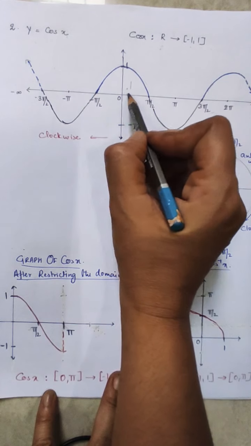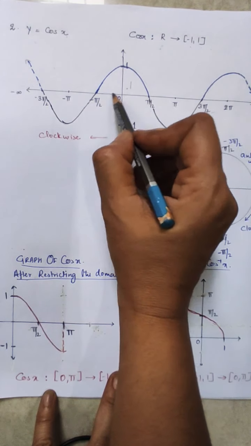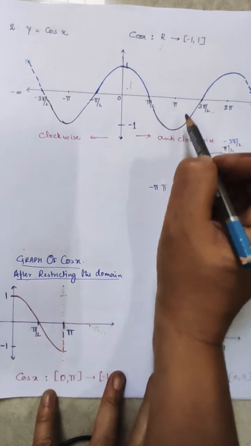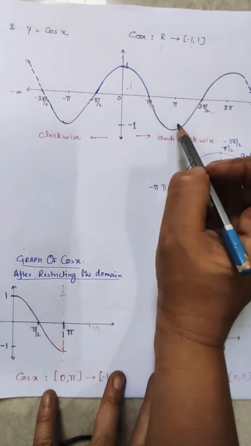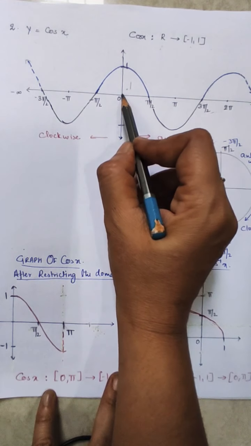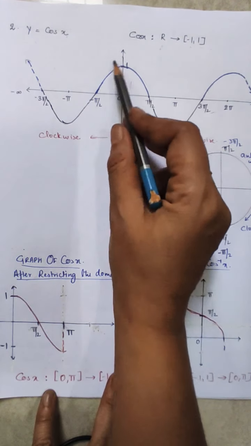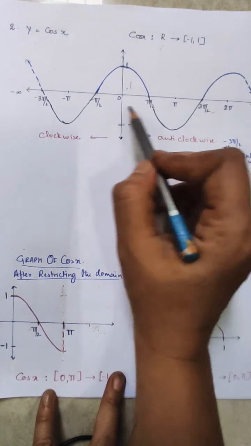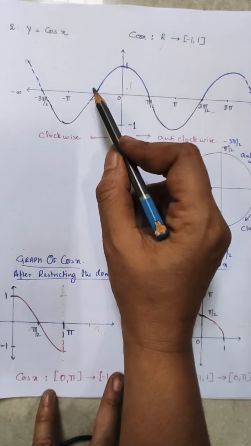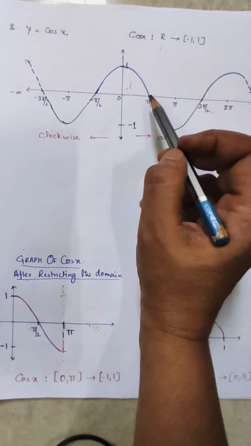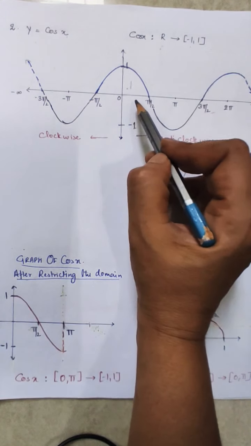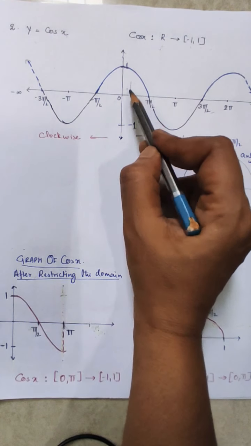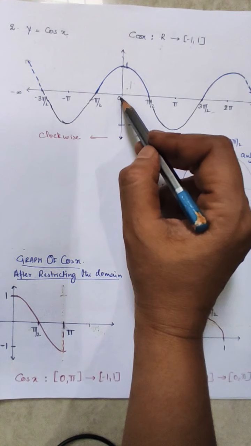Again, cos is also a many-one function, so we have to restrict the domain to make it one-one such that the function is invertible. Before that, you just see the curve above the x-axis shows the positive region, and the curve below the x-axis shows the negative part. So we have to restrict the domain in such a way that every element should have a unique value, and no two elements should have the same value.